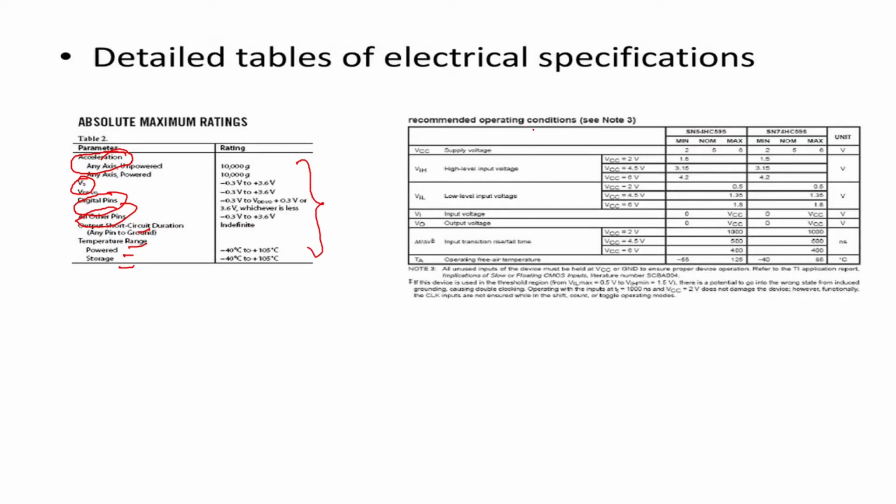Similarly, you can have recommended operating conditions. You can know how much the VCC supply voltage should be, how much the high-level input voltage should be, then the low-level input voltage, the input voltage, and the output voltage. All those readings will be given here. You can refer to those readings and understand the details of electrical specifications for that particular component, device, or system.